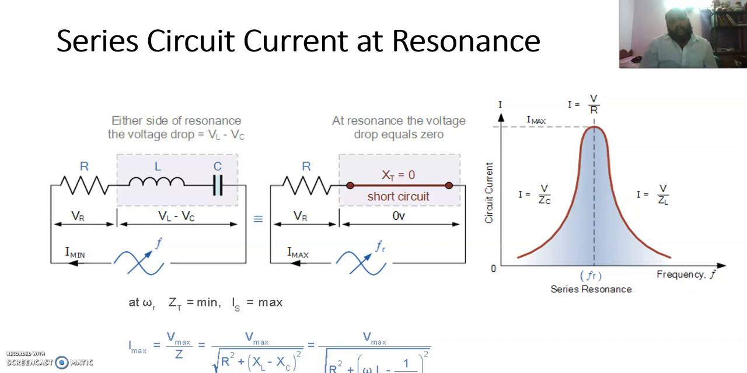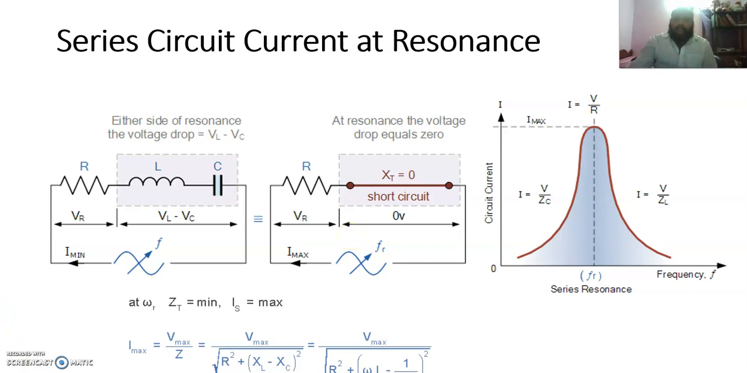For the rest of the time, if we want to calculate the current, then we can say I is equal to V by root of R square plus (omega L minus omega C) whole square. So with this formula we can calculate the current flowing through the circuit.